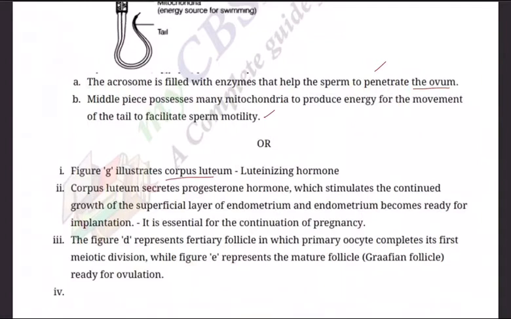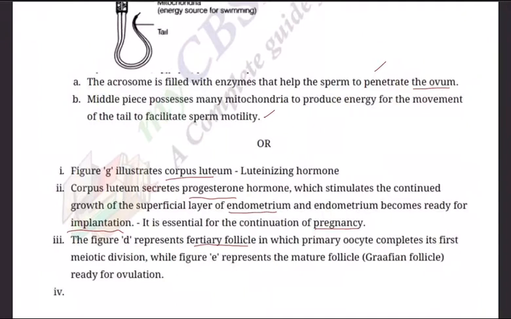Question 2. Specify the endocrine function of corpus luteum. How does it influence the uterus? Why is it essential? Corpus luteum secretes progesterone hormone, which stimulates the continued growth of superficial layer of endometrium, and endometrium becomes ready for implantation. In anticipation, it gets prepared. It is essential for continuation of pregnancy.